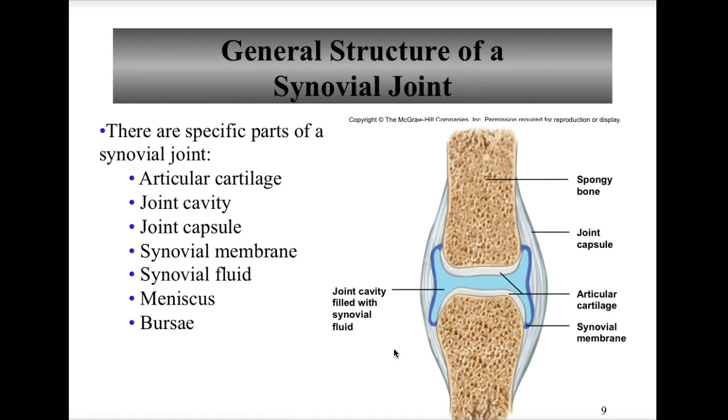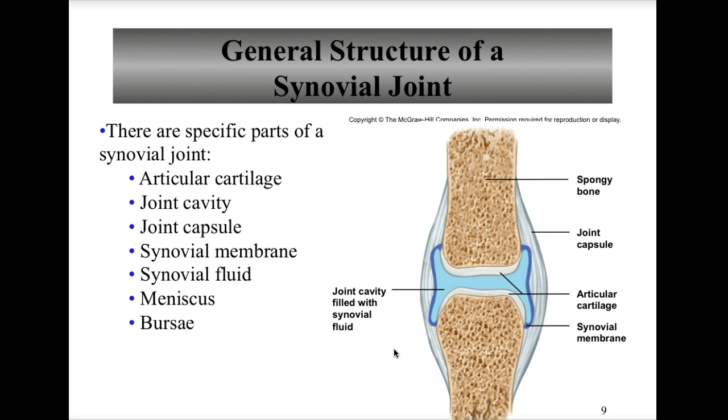So if we look at it a little bit in greater detail, here you see the general structure of a synovial joint, and there are specific parts of the synovial joint. The basic parts are the articular cartilage, synovial membrane, and the joint capsule. So what does the articular cartilage do? The articular cartilage is going to be that hyaline cartilage that covers the surface of each bone. And then you have the joint capsule. And the joint capsule is going to be that double layered capsule that is surrounding the joint cavity.